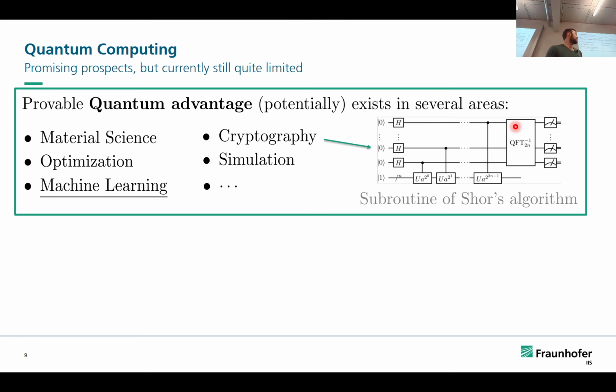Then again, some positive and negative points. So basically we already saw this in the beginning. There are some great prospects. So this is basically a circuit representation of a routine you need for Shor's algorithm, which will break crypto systems. And yeah, again, some other areas of application. And today we are going to look at the machine learning part. So those are basically the promises of quantum computing.